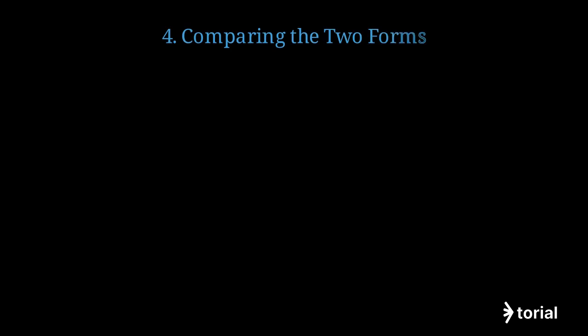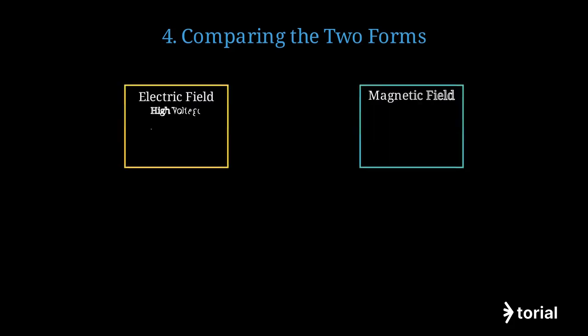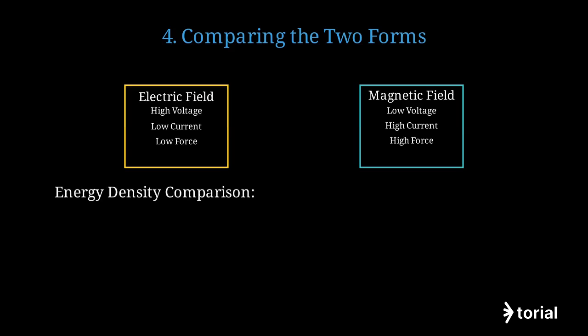Let us compare electric field and magnetic field coupling to understand their differences. Electric field systems use high voltage and low current producing small forces, while magnetic field systems use lower voltages with higher currents generating larger forces. The energy density of these two coupling methods differs significantly.